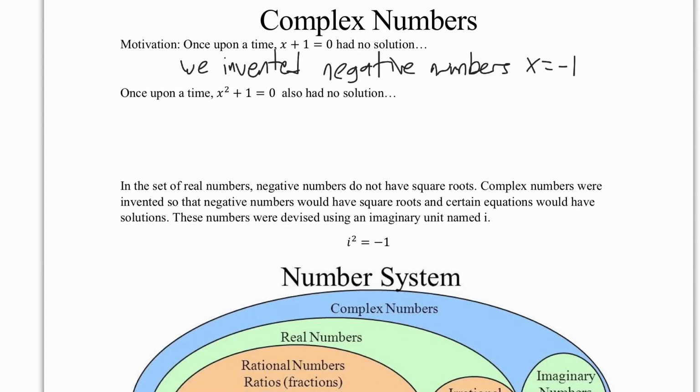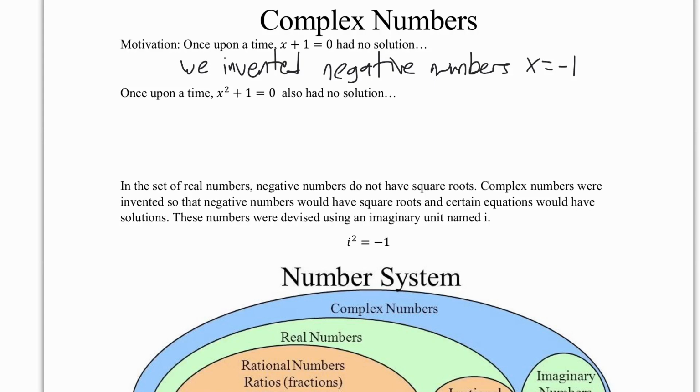Well, the same thing happened with something like this. x squared plus 1 equals 0. How could you take a number and square it and then add 1 and get 0? It seemed like it made no sense. How could you possibly do that? Whenever you square a number, you always get a positive value.